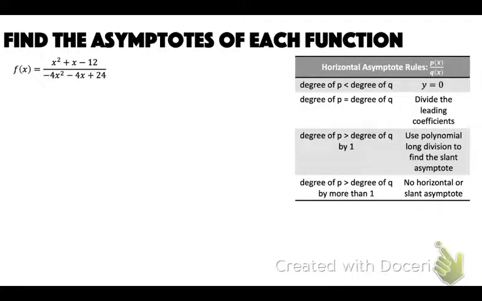Okay, let's do another. So this one, we want to know what our horizontal asymptote is going to be. So the degree on top is 2. The degree on bottom is also 2. So they're the same. So we're going to divide the leading coefficients. So that's 1 over -4, which is -1/4. So our horizontal asymptote is y equals -1/4.